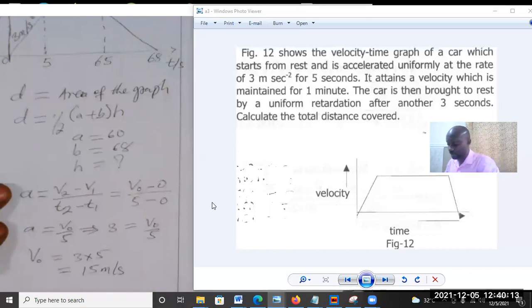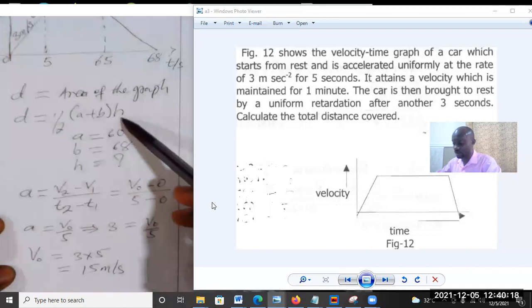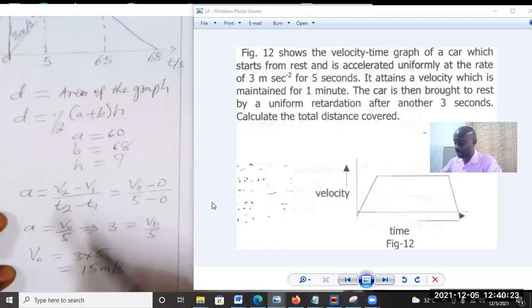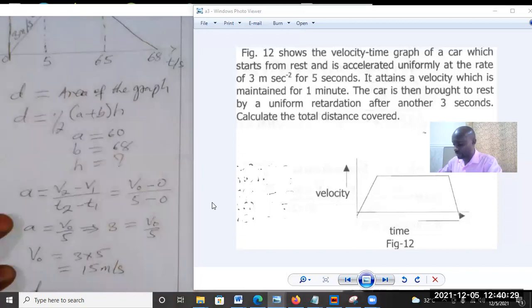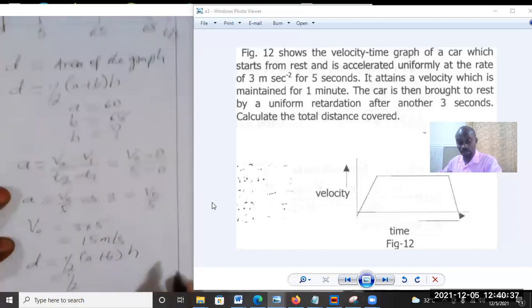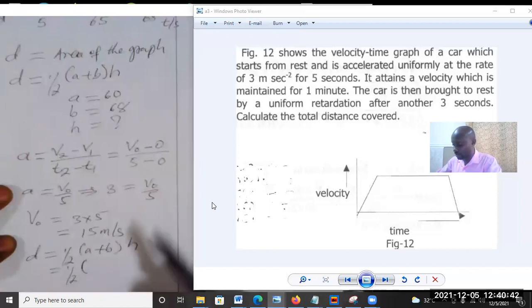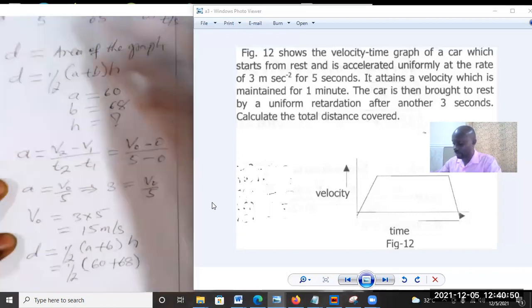Now that we have the speed, which is 15 meters per second, we can go back and use this equation here to find the distance. We substitute every data given to us. D from the expression half A plus B and the height. We substitute the value. A is 60, and B is 68. H is the height. We just calculated the height. That's V is 15.